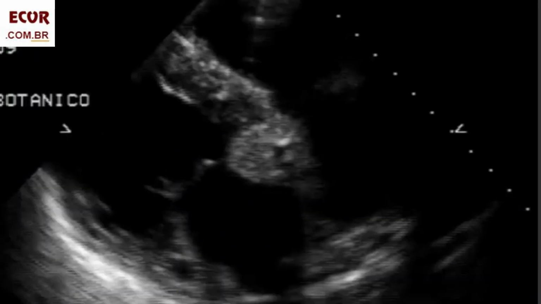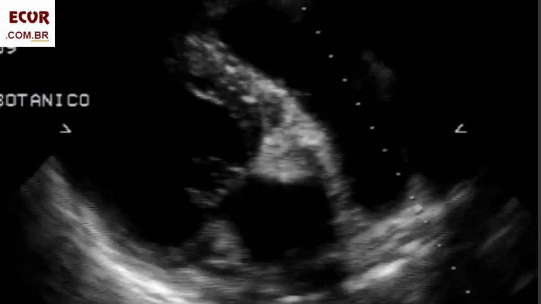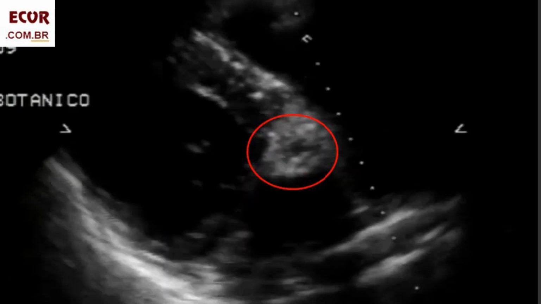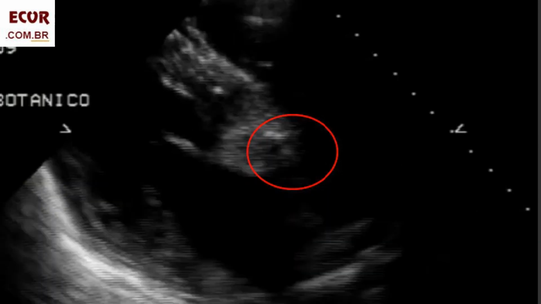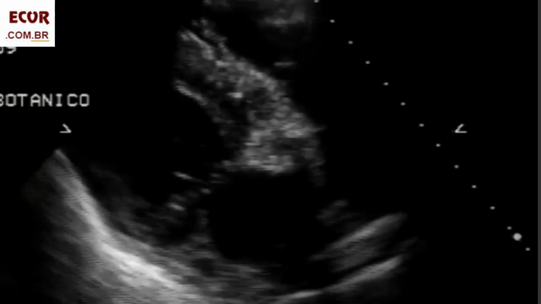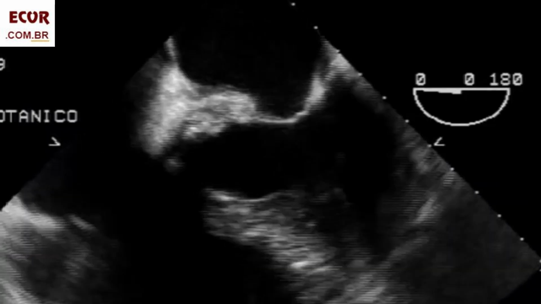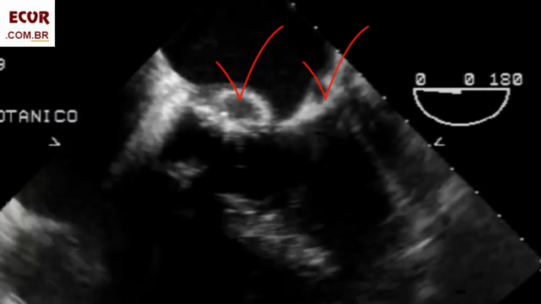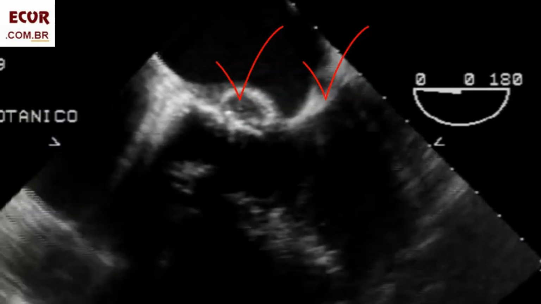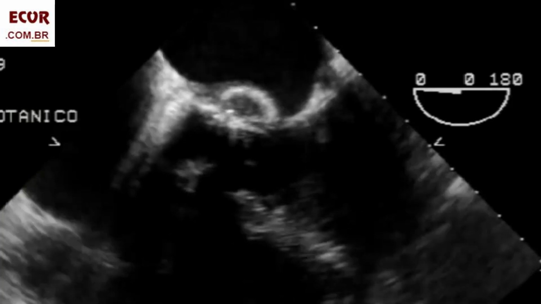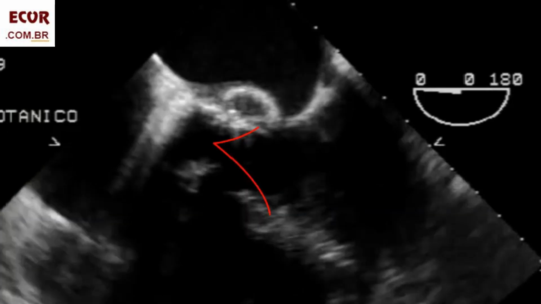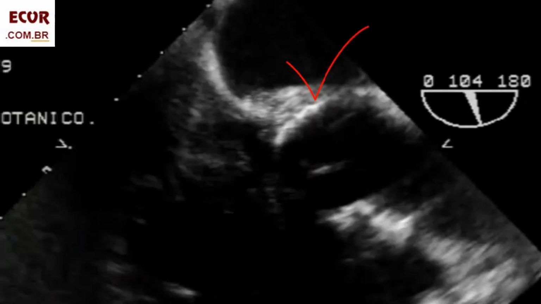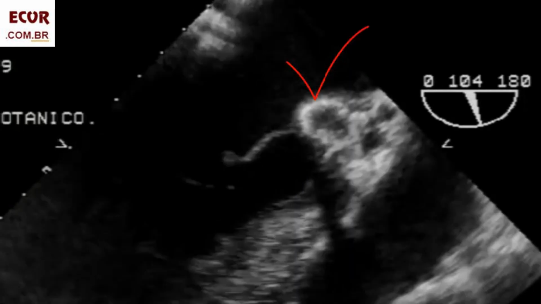The long axis of this patient with an aortic bioprosthesis shows this mass here, with an echolucent central area characteristic of an abscess. TEE showed this abscess involving the sewing ring and part of the base of the anterior leaflet. We see also vegetation in the prosthetic leaflet. We also see that the abscess continues along the right atrioventricular ring.